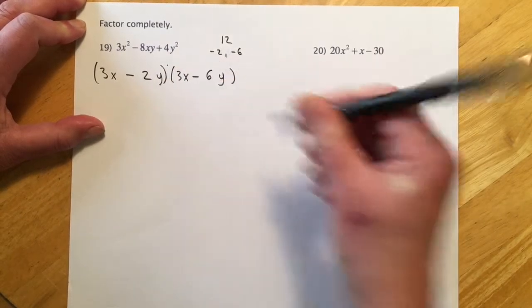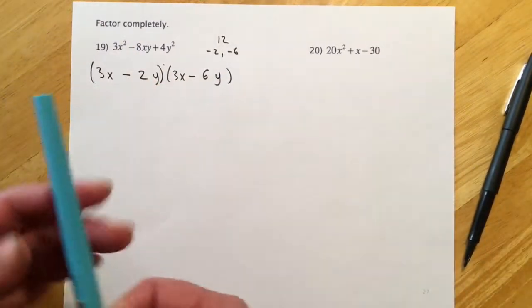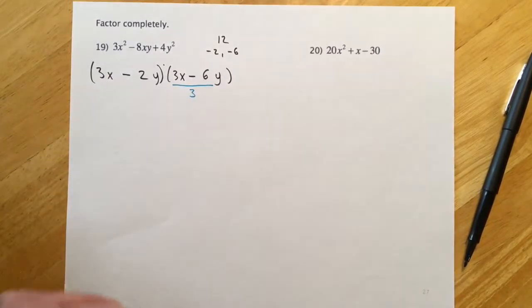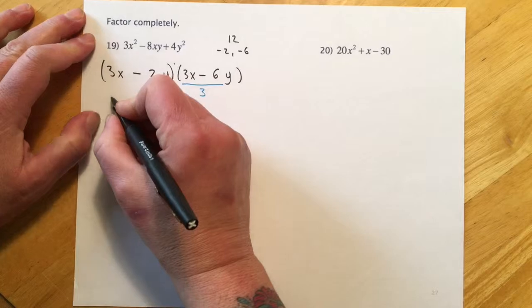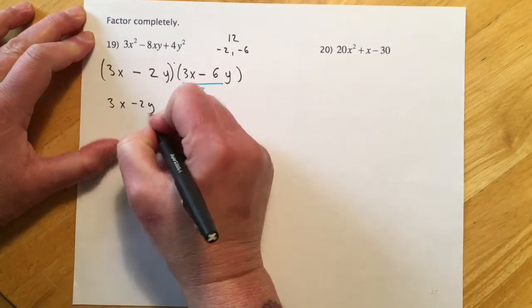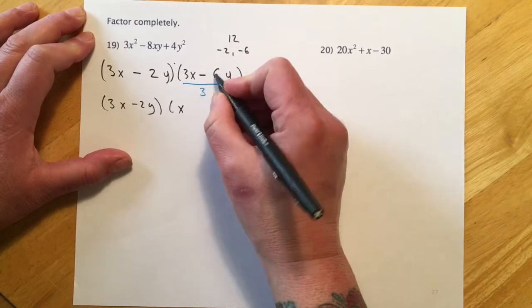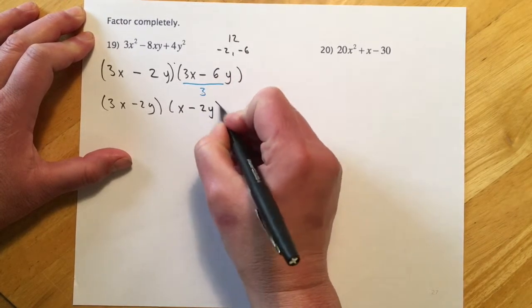and then a minus 2 and a minus 6. And now I got a fake 3 floating around, so I got to look to see where I can divide that, and it's going to be right there. And then 3x minus 2y, and 3 goes into 3 once, so I'll just leave the x. 3 goes into 6 twice, so that will leave a 2y.